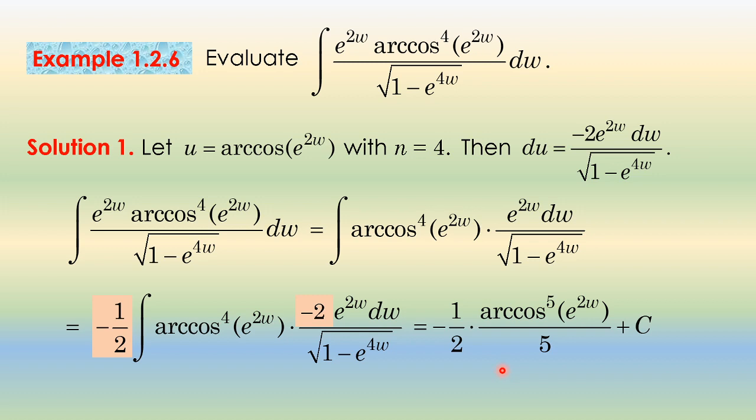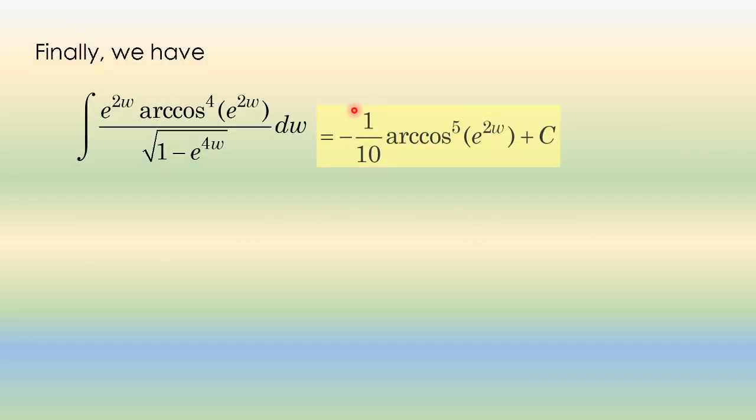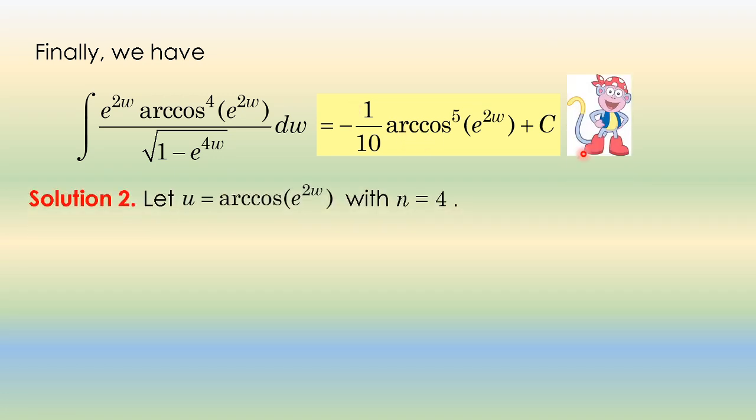So we just simplify this. Okay, so that's it. Another way to do it is by u substitution, of course. So using u substitution, our u is arc cosine of e to the 2w, n is 4, and the differential of u is what we had in the previous solution, negative 2 e to the 2w dw over square root of 1 minus e to the 4w.